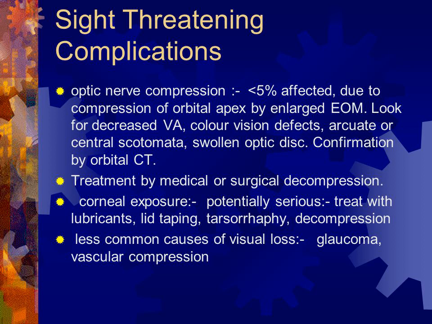Optic nerve compression, affecting less than 5%, is due to compression of the orbital apex by enlarged extraocular muscles. Look for decreased visual acuity, color vision defects, arcuate or central scotomata, and a swollen optic disc. Confirmation is by orbital CT. Treatment is by medical or surgical decompression. Corneal exposure is potentially serious; treat with lubricants, lid taping, tarsorrhaphy, or decompression.